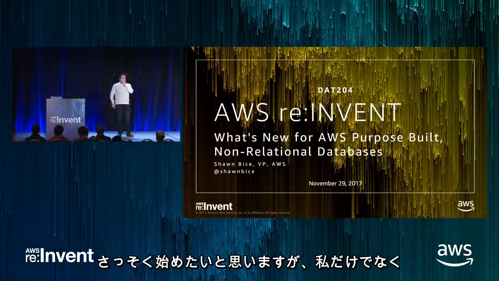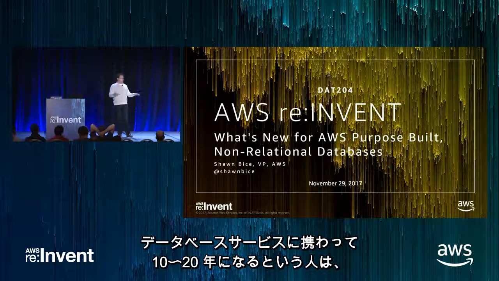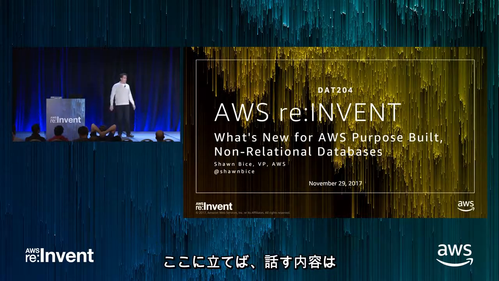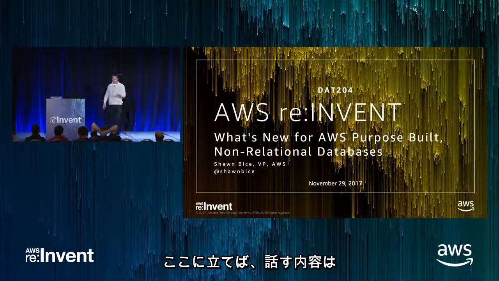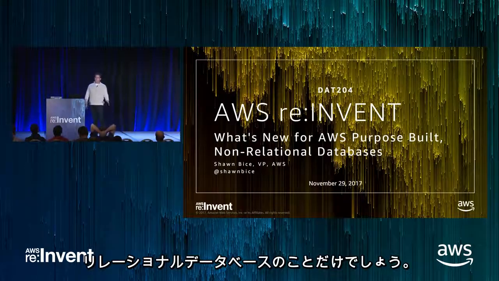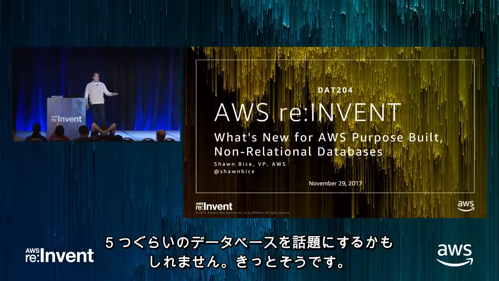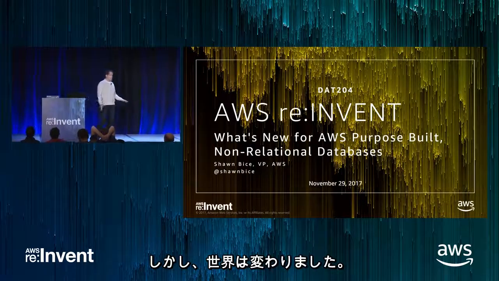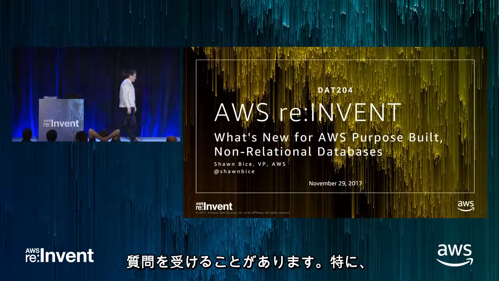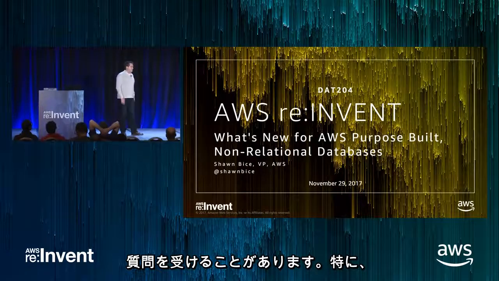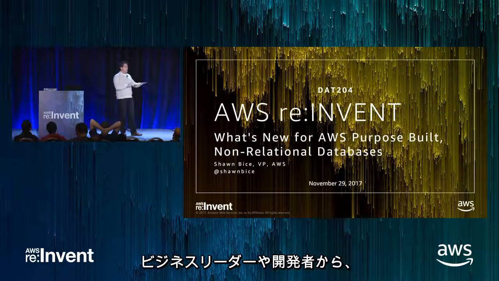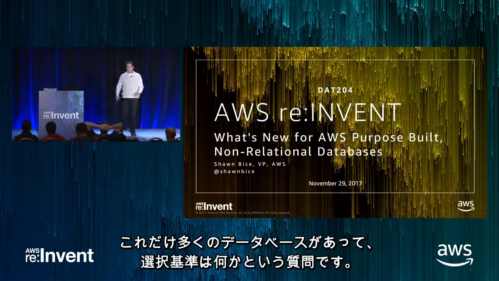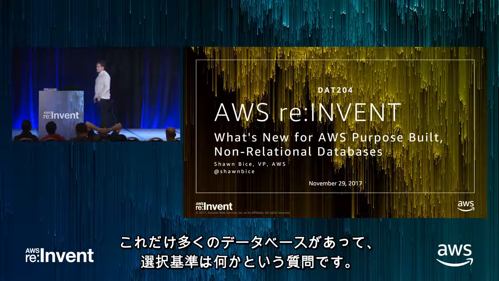So with that, before we get into that, I get asked a question. For those of us that have been doing database stuff for a while, 10, 15, 20 years ago, if I was standing here, we'd be talking about relational databases only, and I'd probably be talking about 5 of them. That's it. But the world has changed. And one of the questions I get from business leaders as well as developers is, how do I think about all these different database choices?